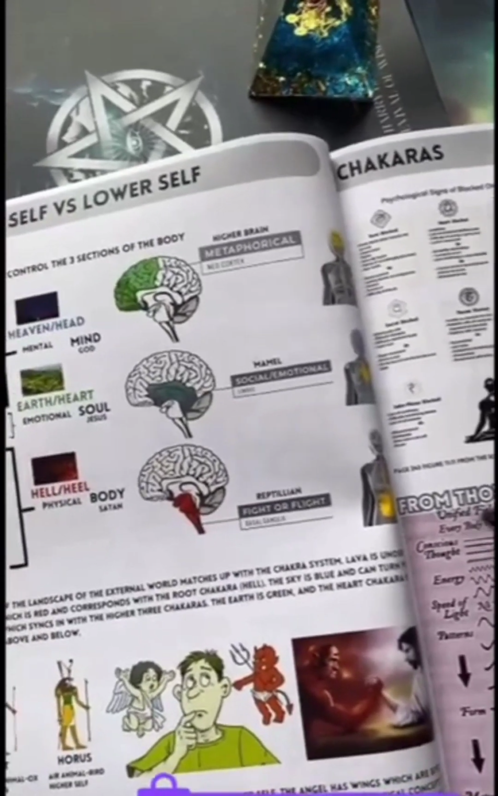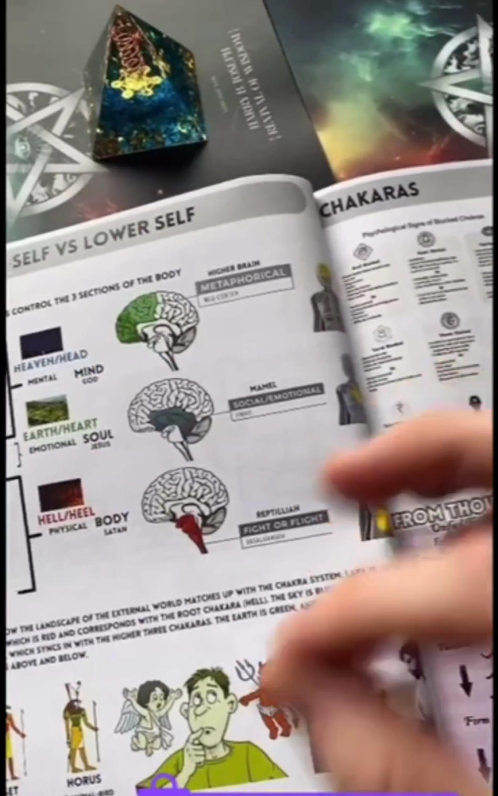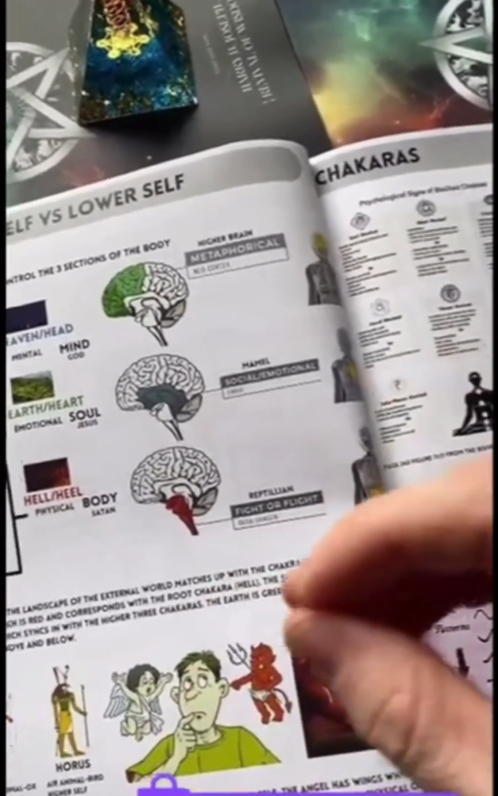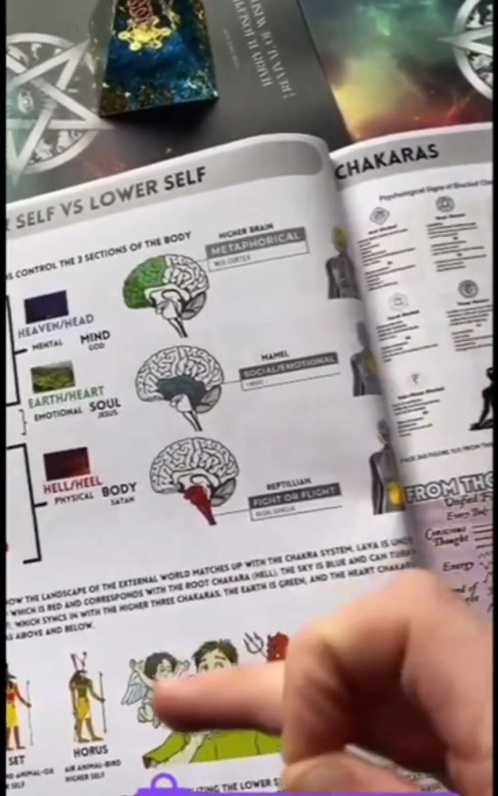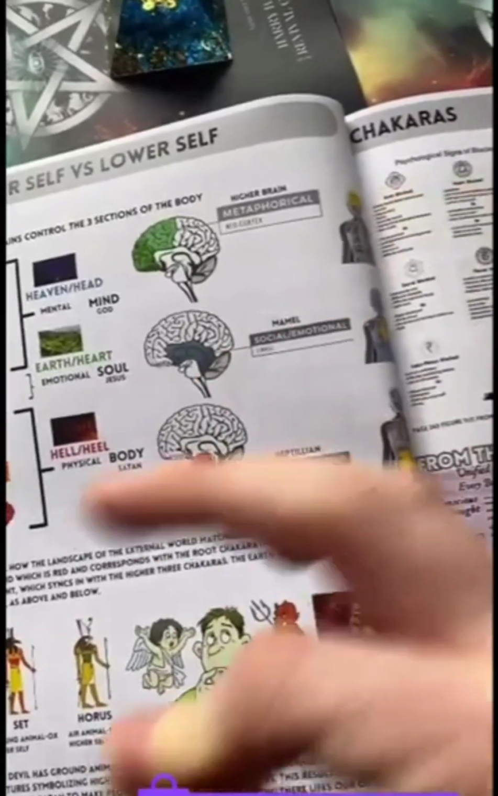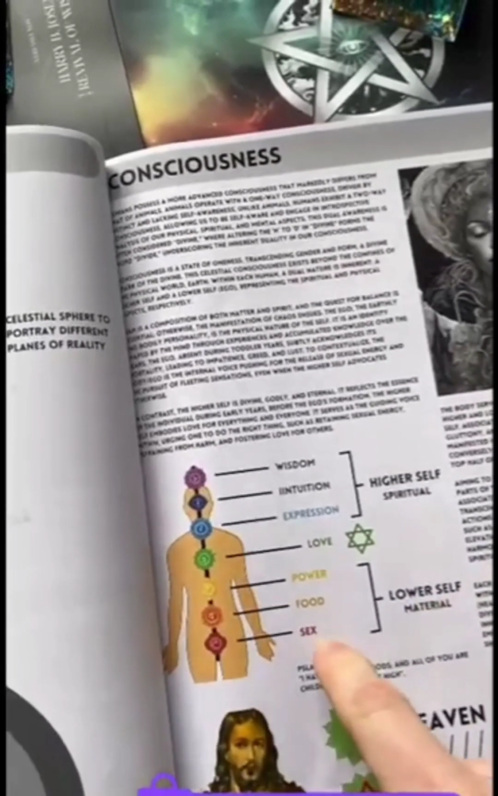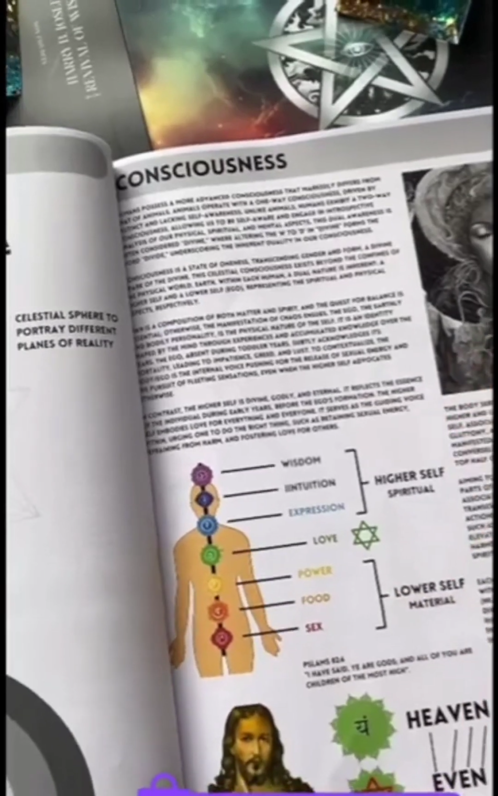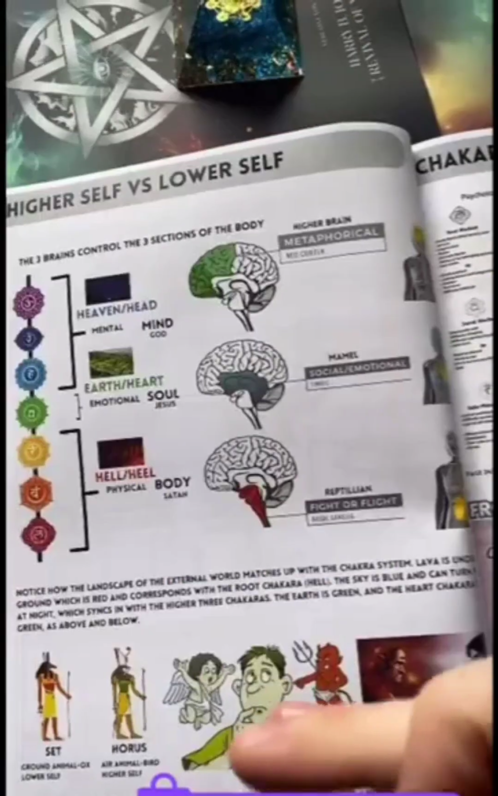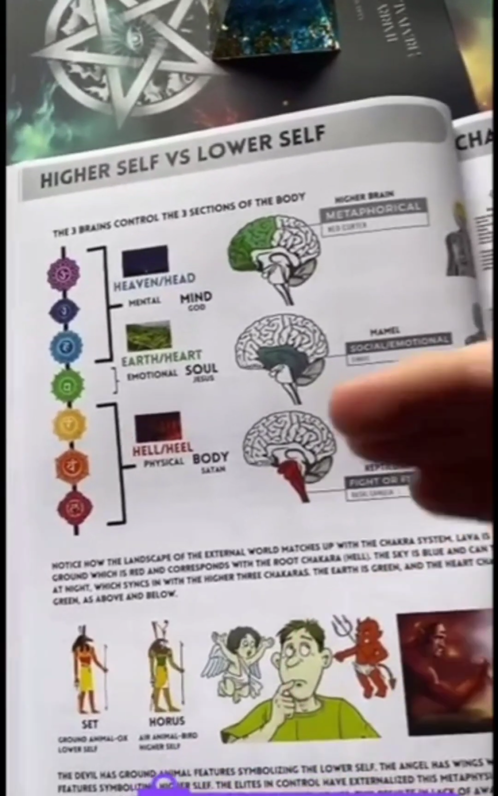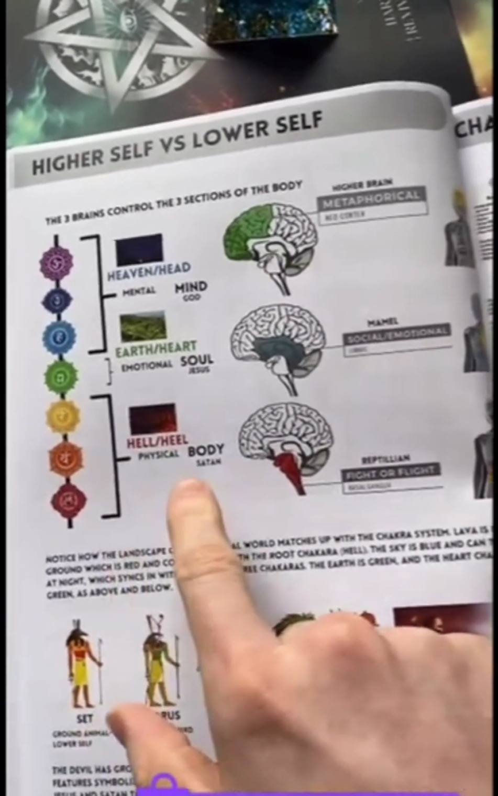Jesus and Satan do not exist. It's a metaphor for the war between your consciousness and your body. Religion is a scam. Your body desires lust, food, and power, but your consciousness wants love, expression, intuition, and wisdom. They've externalized the truth so that you think that you are your body, which is hell, heel.